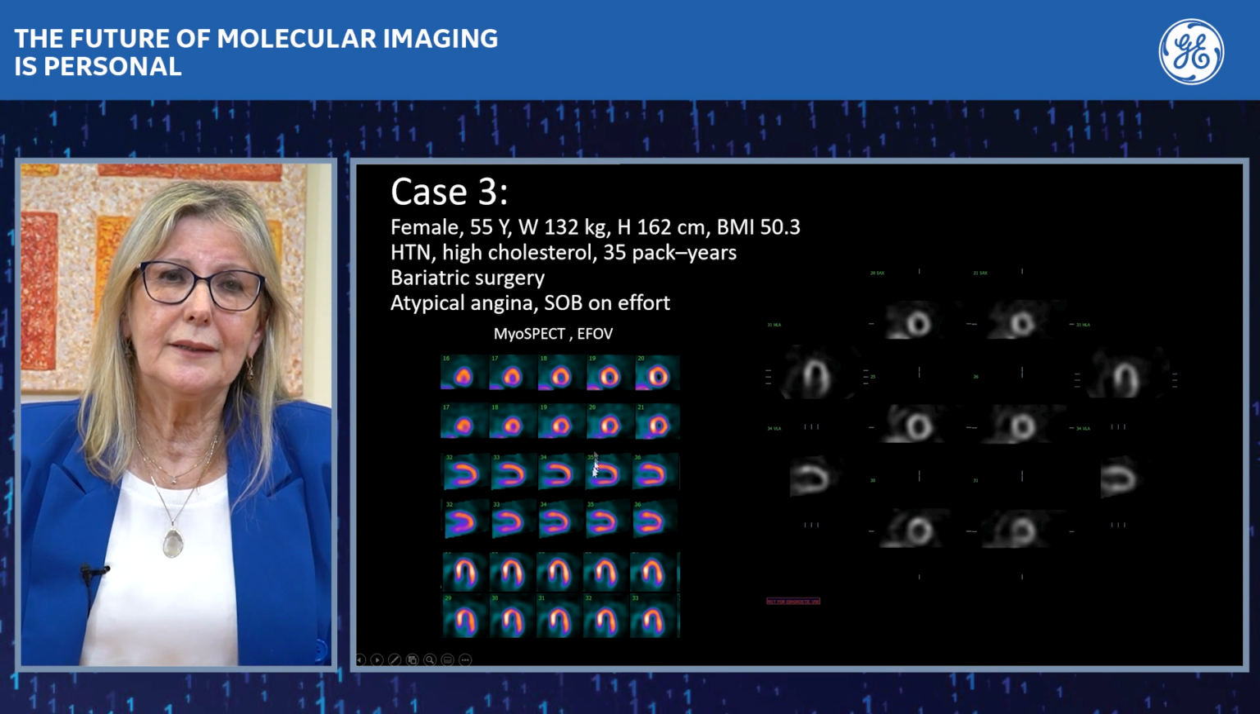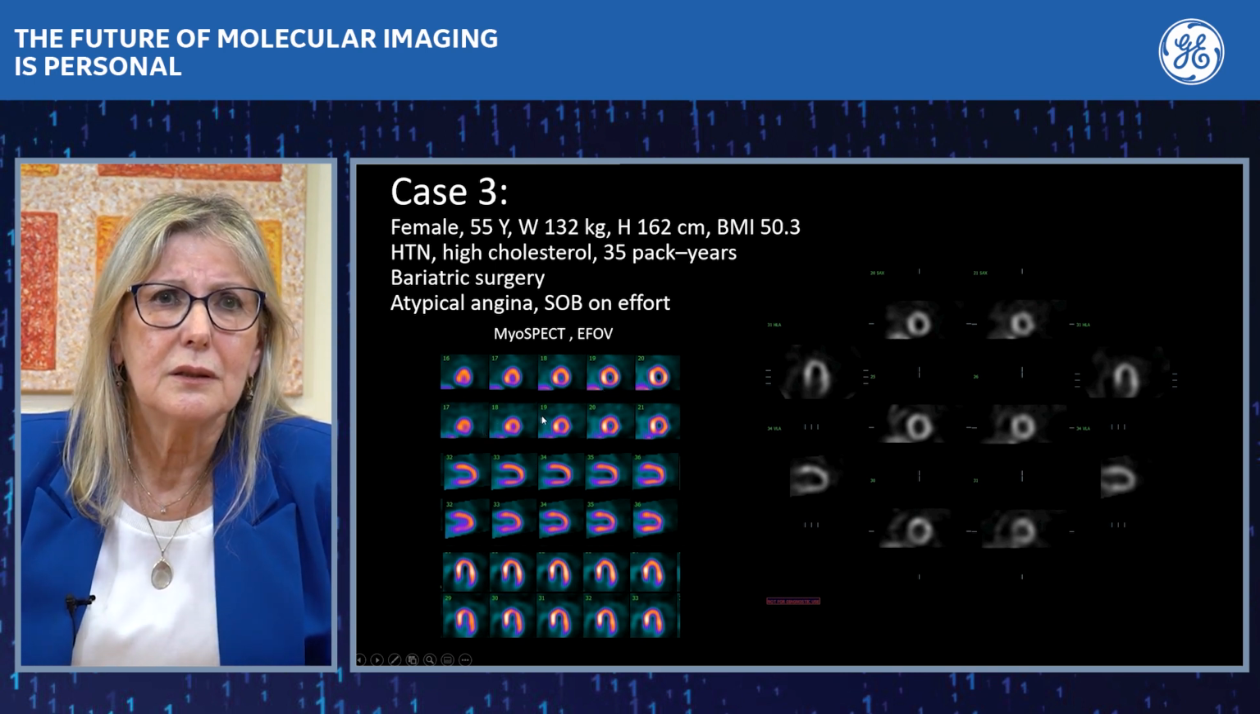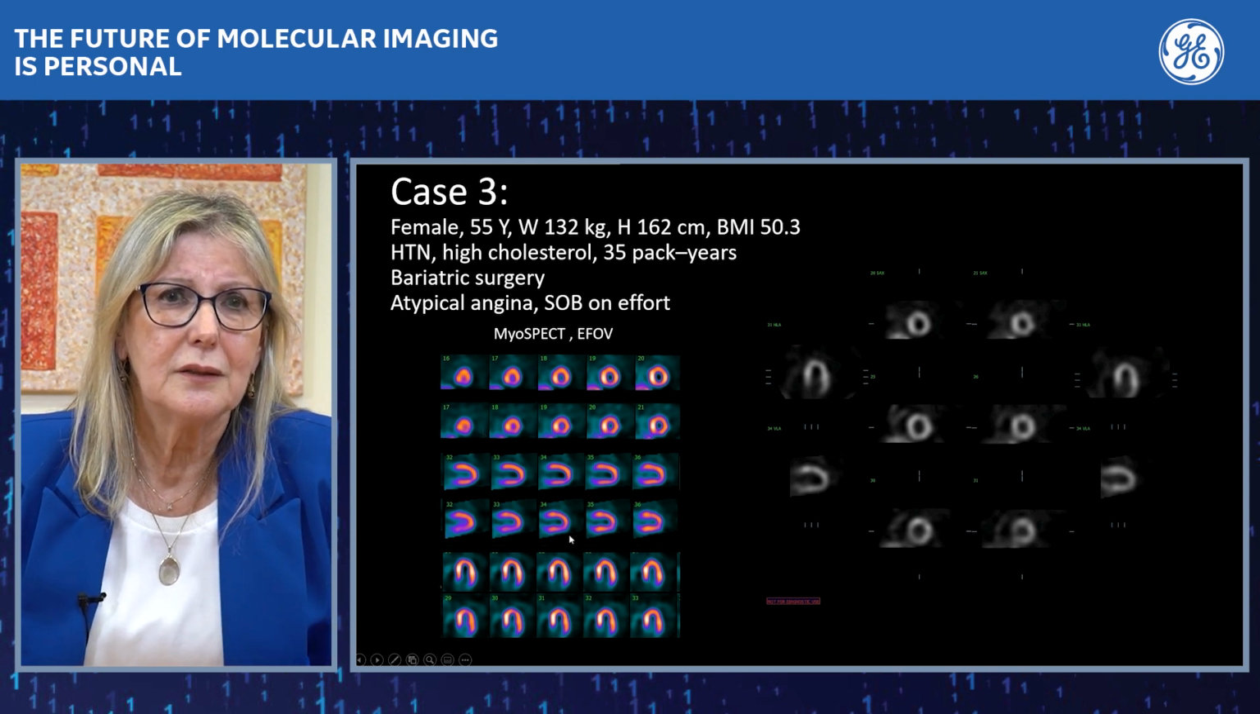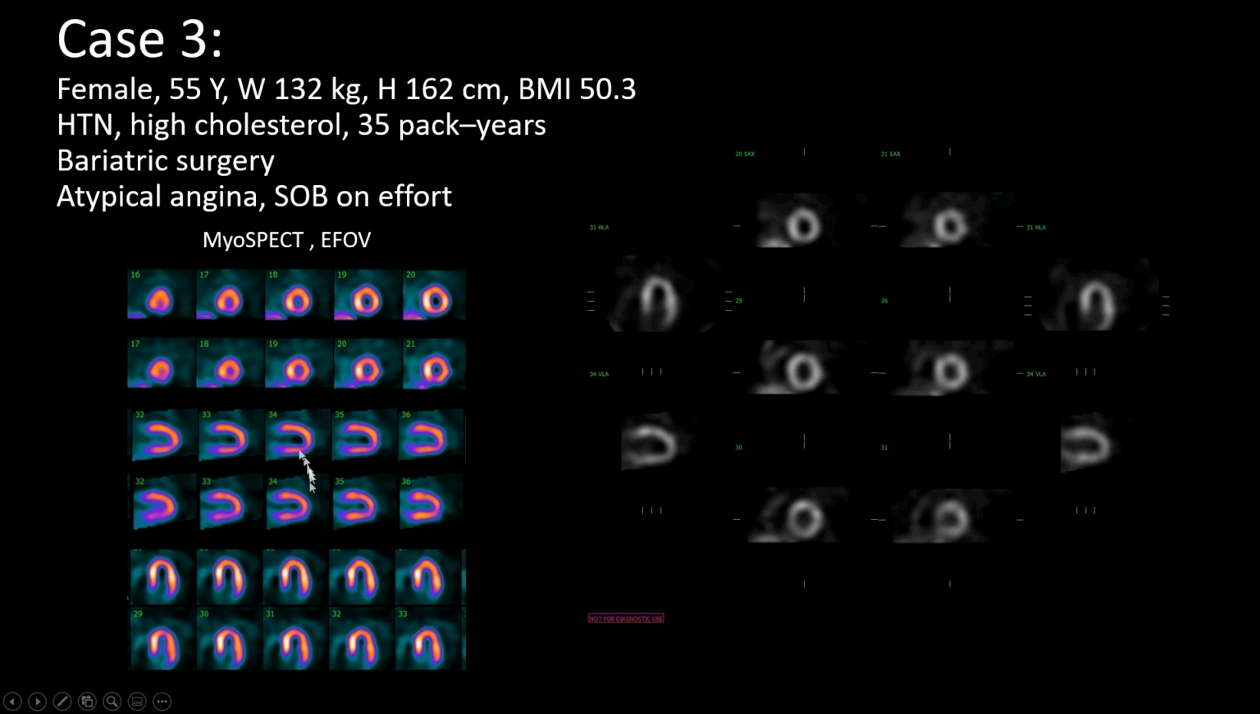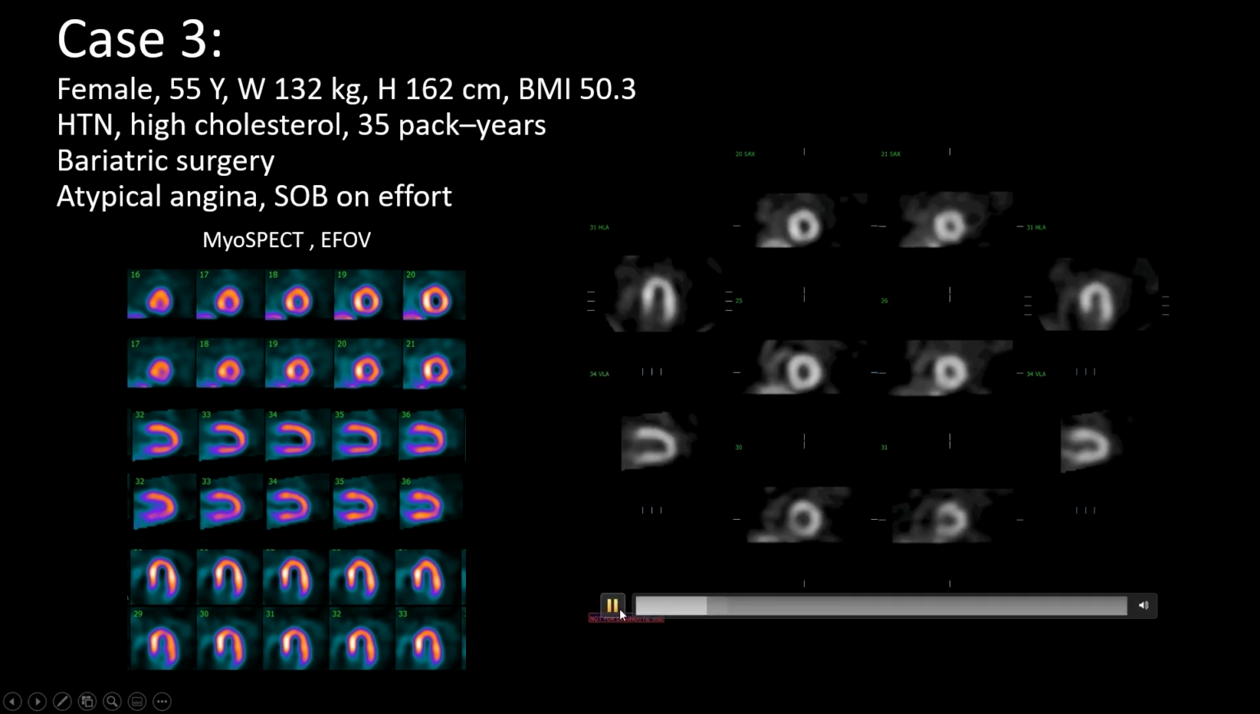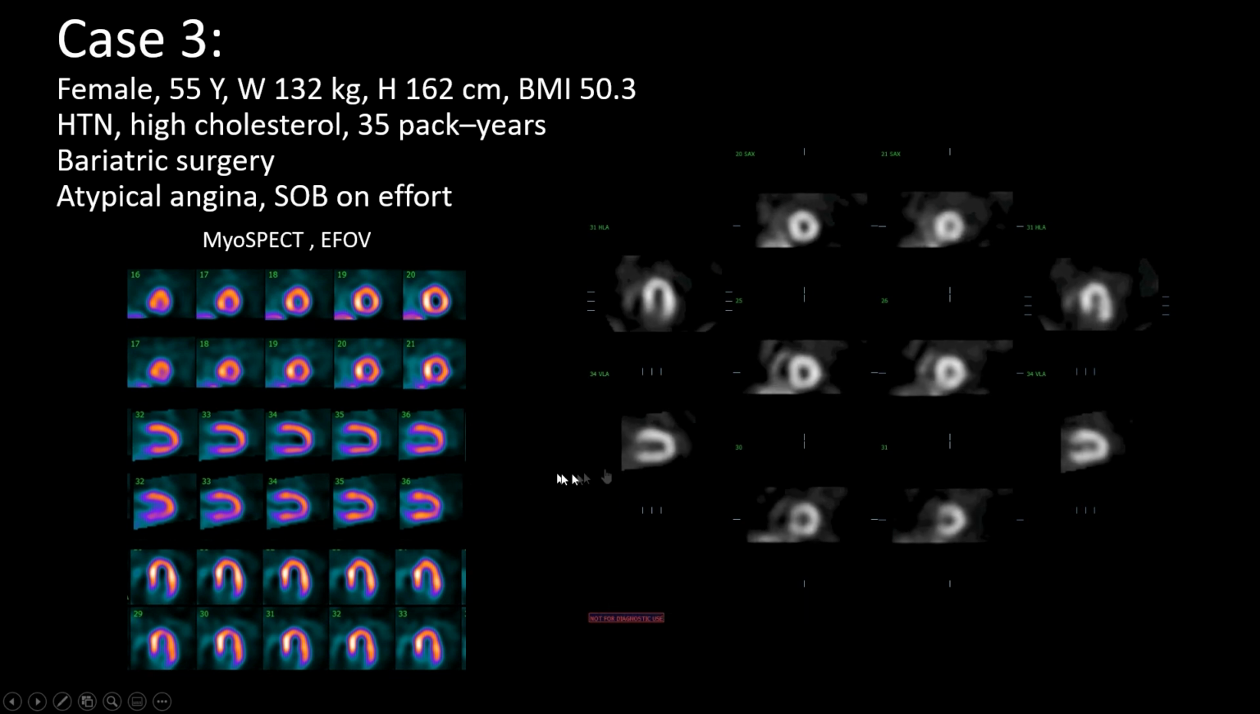So if we look again at the myospect images, we can see the infero-apical ischemia, but also we see a transient ischemic dilation of the left ventricle in the stress compared to the rest images. If we look at the gated images, we see normal contraction at rest and small apical akinesis at the post-stress acquisition.